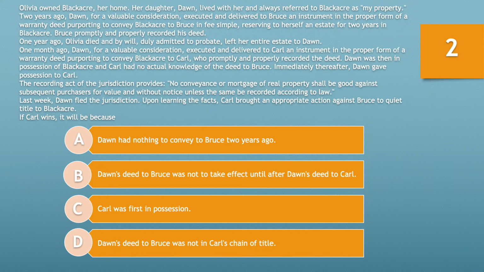If Carl wins, it will be because A. Dawn had nothing to convey to Bruce 2 years ago. B. Dawn's deed to Bruce was not to take effect until after Dawn's deed to Carl. C. Carl was first in possession. Or D. Dawn's deed to Bruce was not in Carl's chain of title. Take a few seconds and choose the best option now.